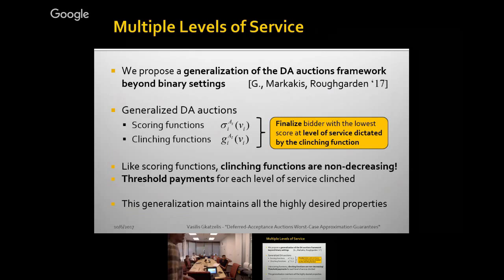And importantly, we prove for each one of the properties I mentioned before that we maintain all of those properties. So our generalization works in a much richer family of instances, and it still has all these nice properties intact. And this is still single-minded.